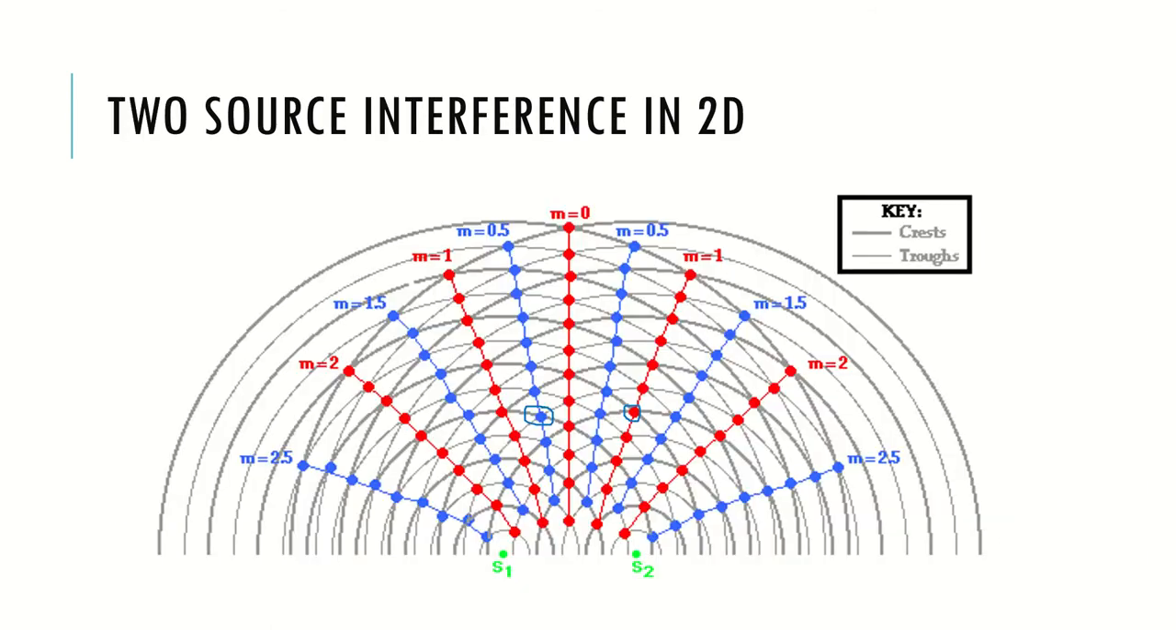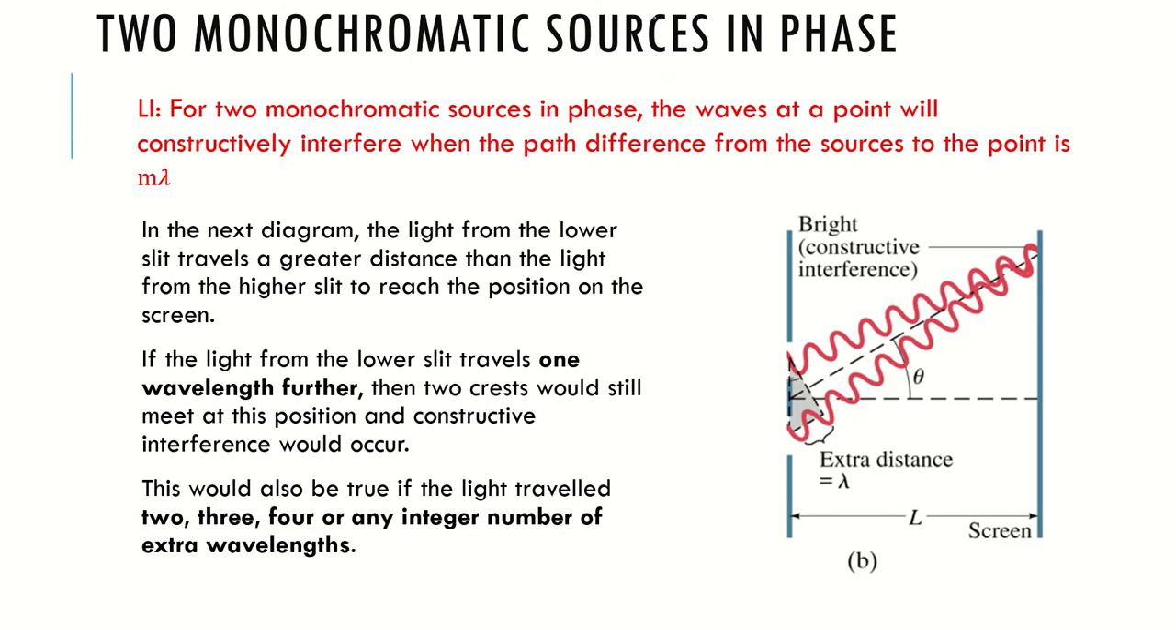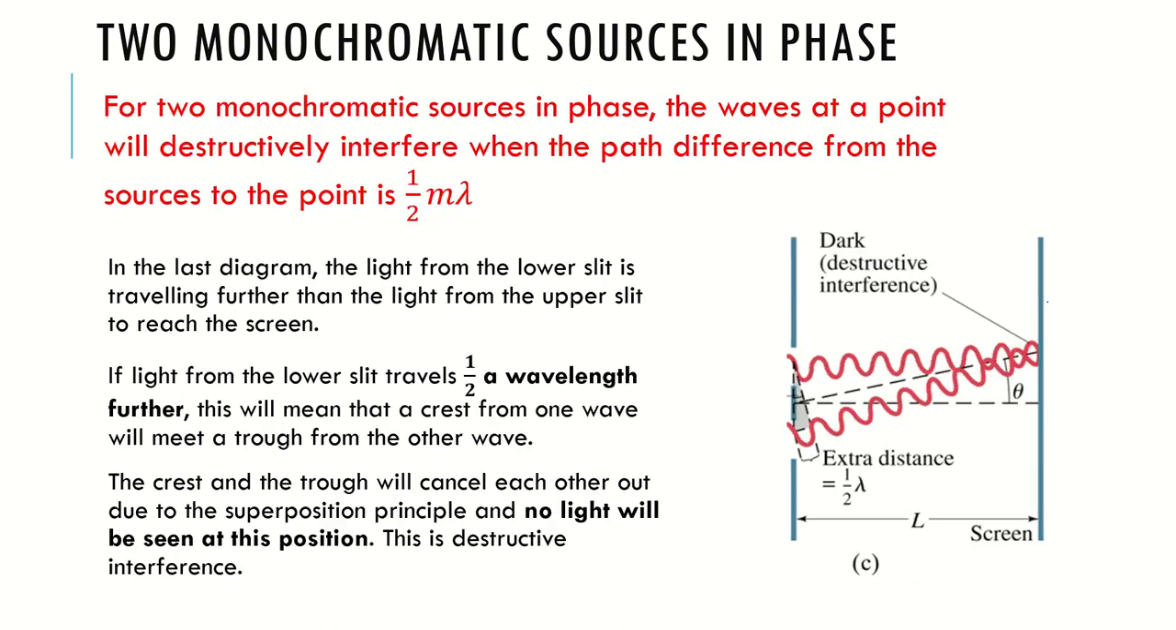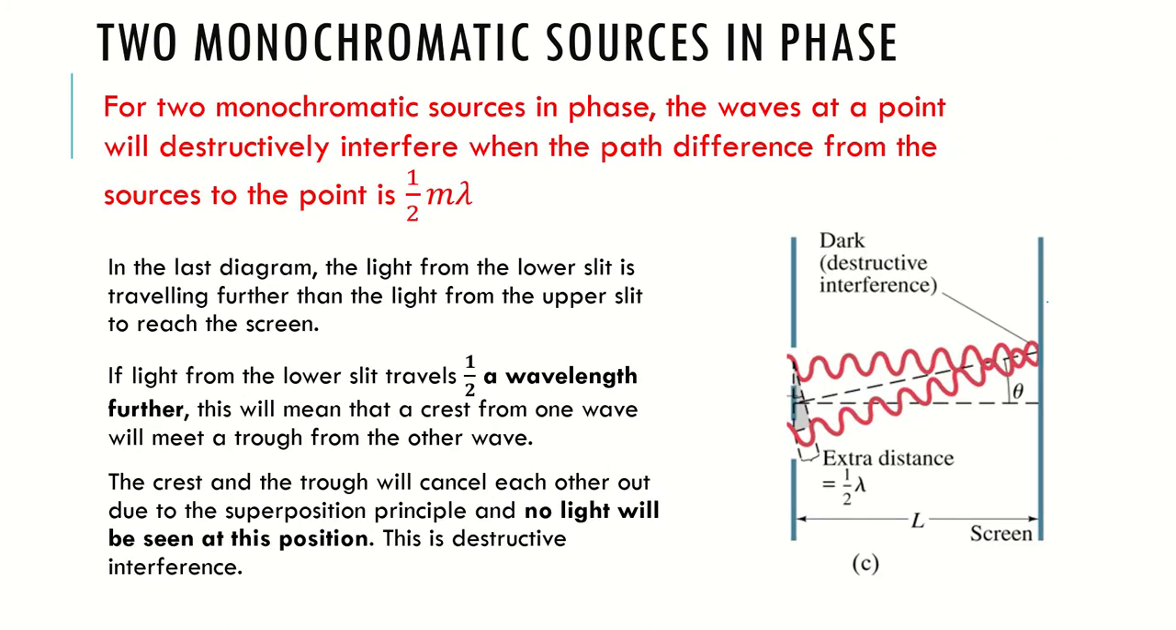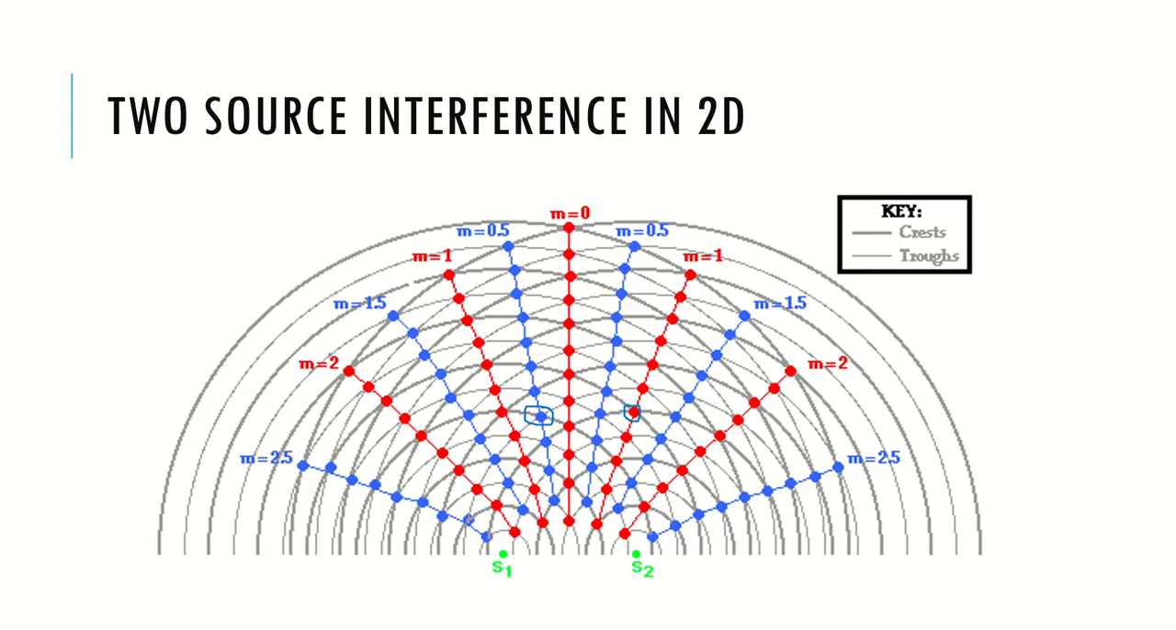So just to recap, when you have two monochromatic light sources, when the path difference is an integer wavelength, it's going to be constructive interference. And when you have monochromatic sources in phase, when there is a half integer wavelength apart, then it's going to result in destructive interference. This is in 1D, and this is in 2D.